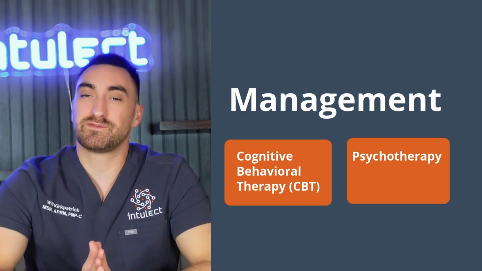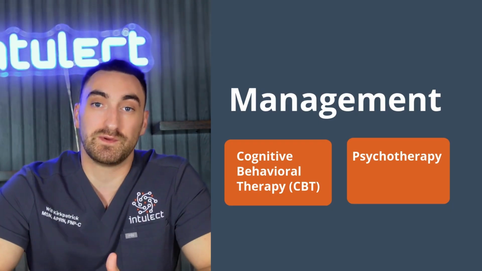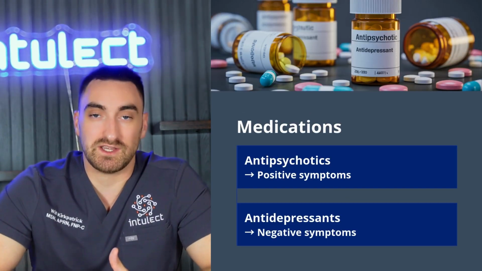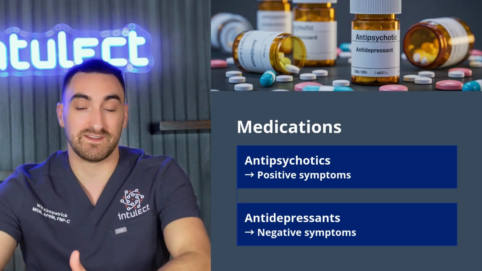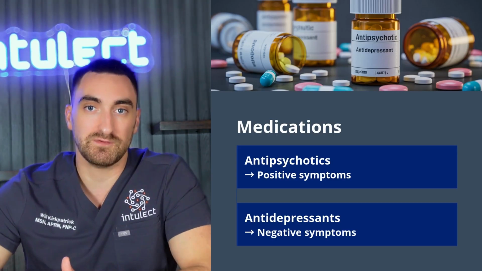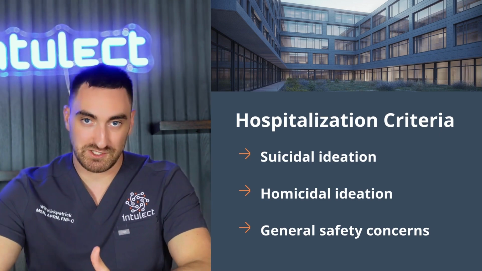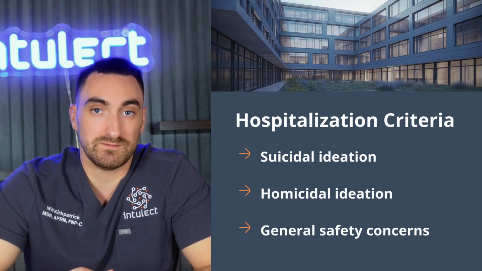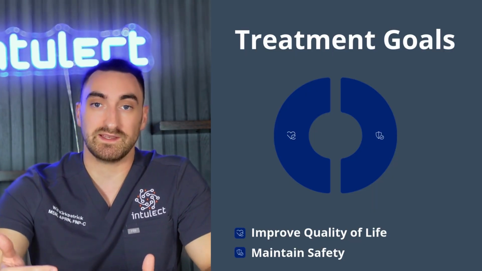So what would be the management for these patients? Well, typically they're going to be put into a cognitive behavioral therapy, or in other words, psychotherapy. And they're usually going to be, of course, given medication, such as antipsychotics or antidepressants, to treat both the positive and the negative signs and symptoms. Antipsychotics for your positive, antidepressants for your negative. And if they have any exacerbations, such as suicidal ideation, homicidal ideation, they're just unsafe, they would be hospitalized into a psychiatric hospital. But for these patients, we're trying to improve their quality of life as much as possible and make sure they maintain safety.